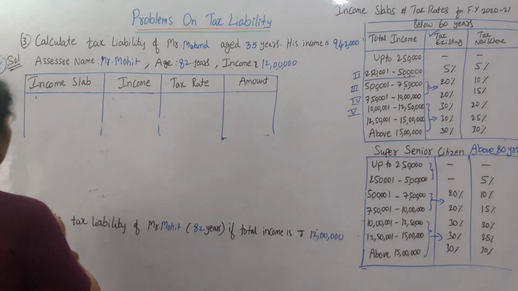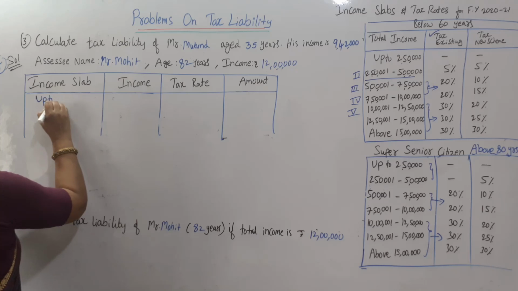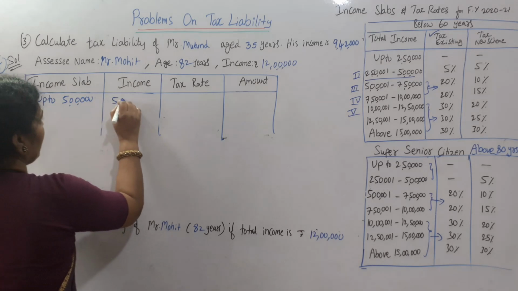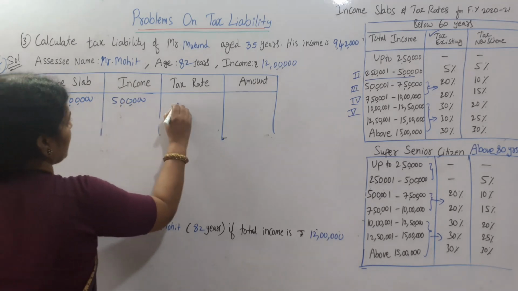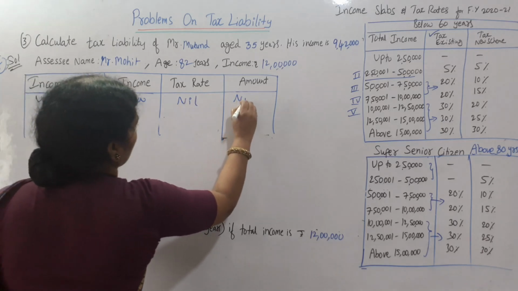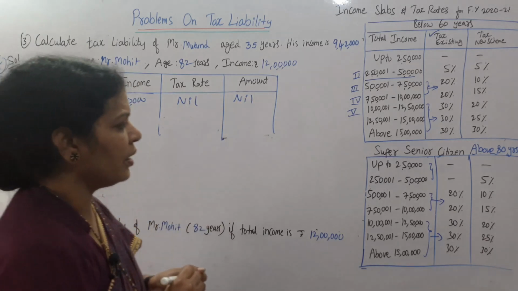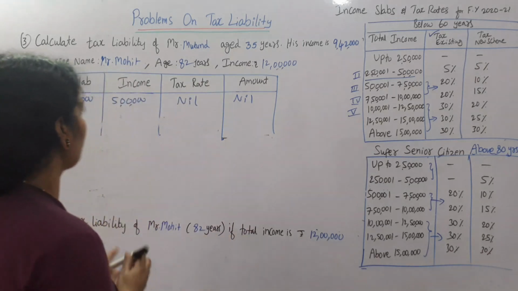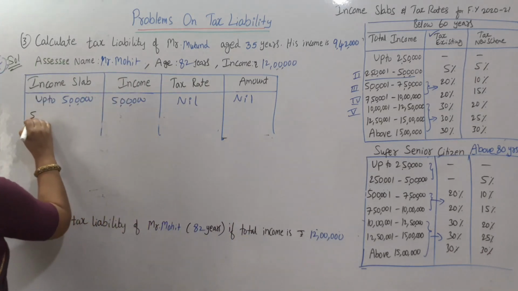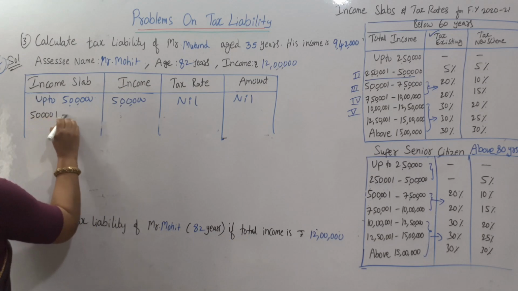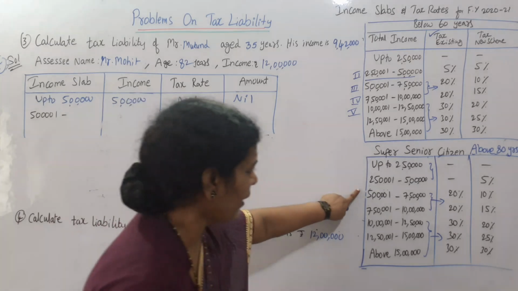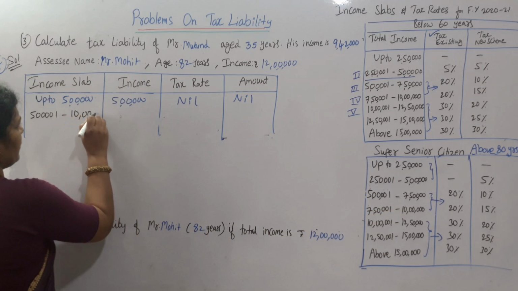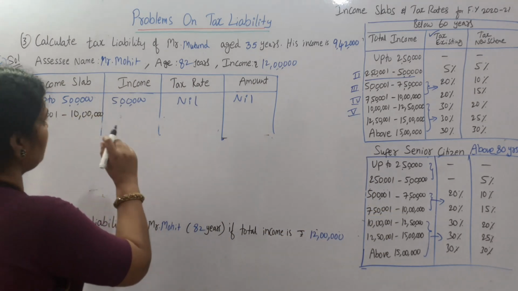So we will write here, up to 5,00,000 means his income is 5,00,000, tax rate is not there, nil. So the amount also is nil. Then after that, 5,00,000 to 10,00,000, 20%. 5,00,000 and 1 rupee to 10,00,000. It is how much? 5,00,000.